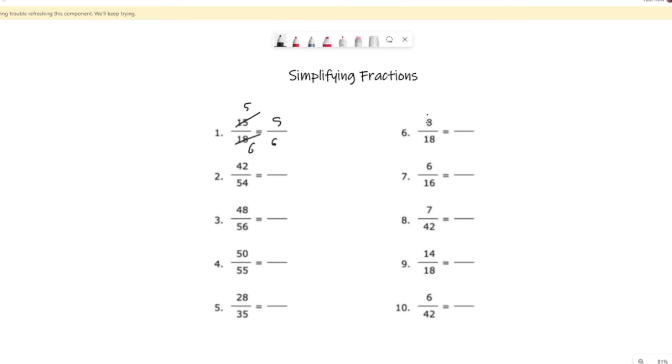Let's say this one, they both are even, so I think they both go by 2. Let's see, 2 times 4 is 8, and 2 times 9 is 18. Can we simplify them any more? I think no, so this is our final answer.